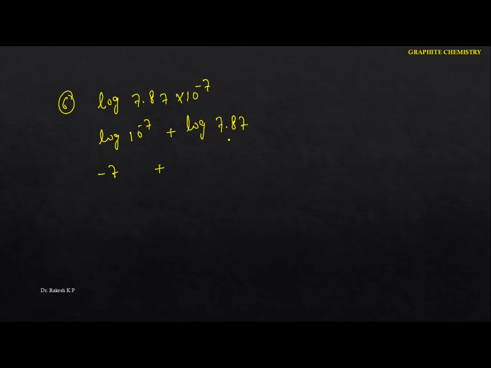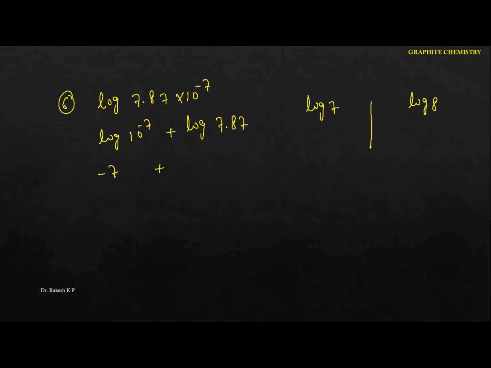Let me solve some more problems. Suppose again, consider we have the value log 7.87 into 10 to the power of minus 7. Again we have to write the term, that is log 10 to the power of minus 7 plus log 7.87. This value I can write as minus 7. I don't know the value of this one. So this lies between log 7 and log 8.